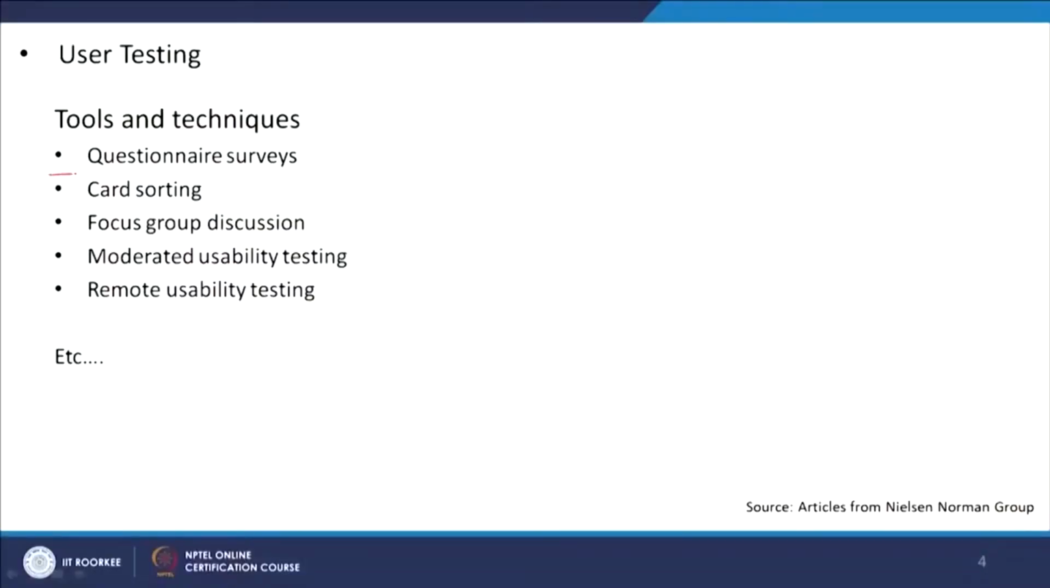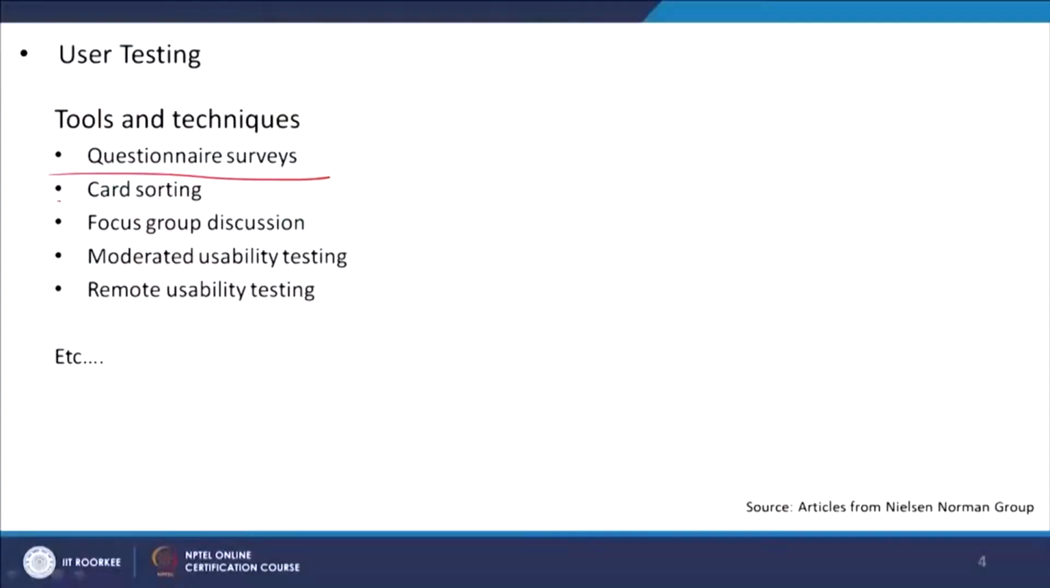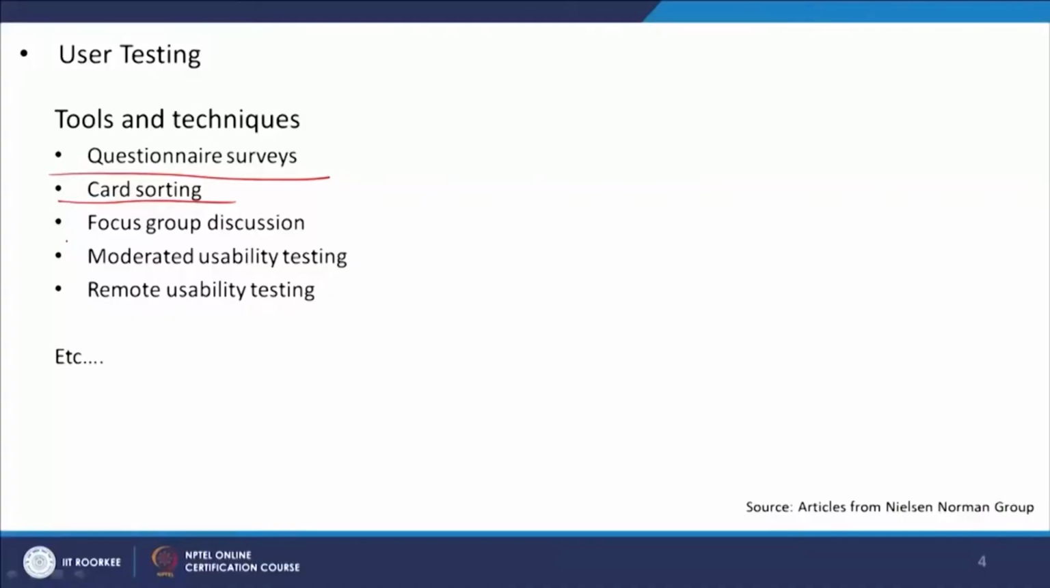So first, the very common one is the questionnaire survey. A questionnaire survey can be done remotely, or it can be done personally. Then there is card sorting. We have discussed card sorting briefly in one previous class, and we will discuss it in this class as well. And then there is the focus group discussion.